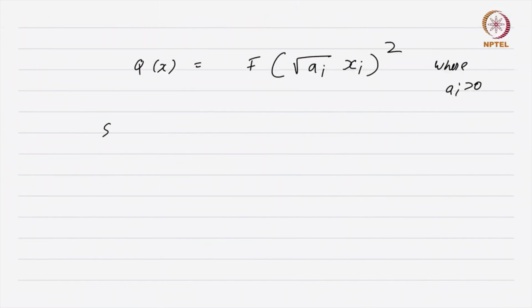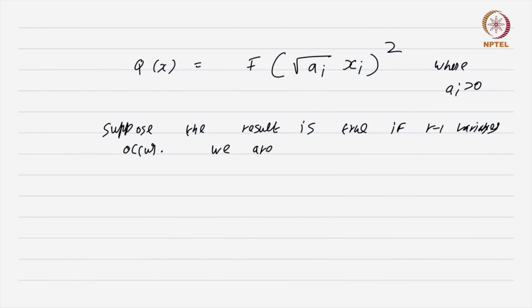So suppose the result is true if r minus 1 variables occur. So assume that the result will be true if there are only r minus 1 variables occurring in the expression for Q. We are going to show it for r variables.